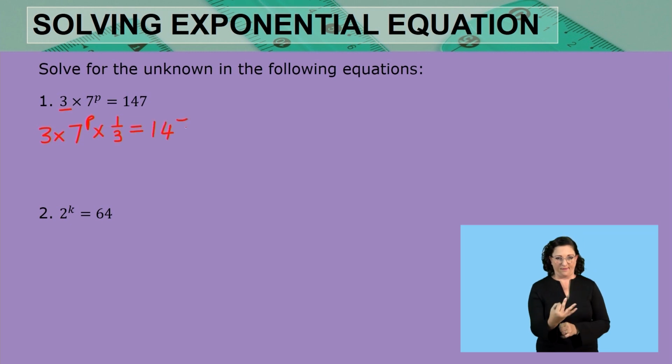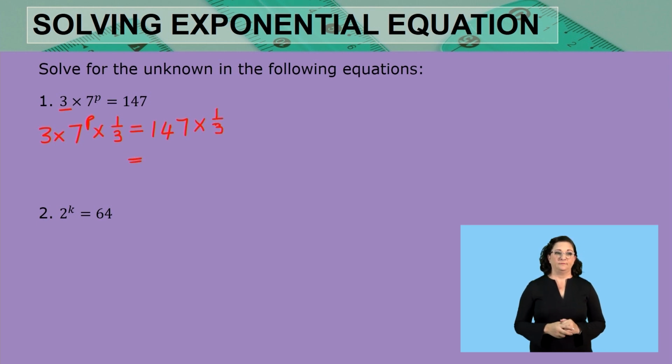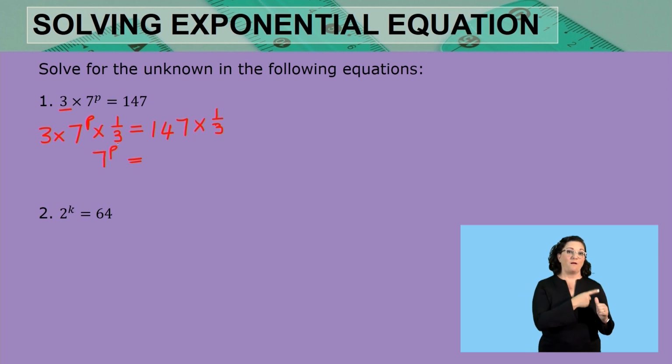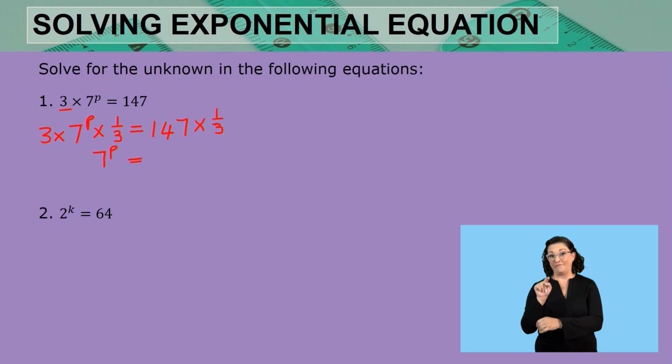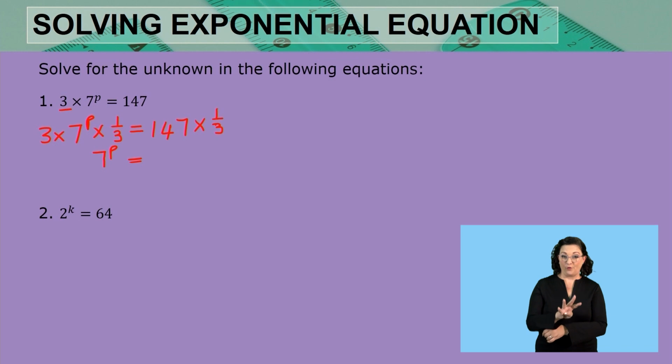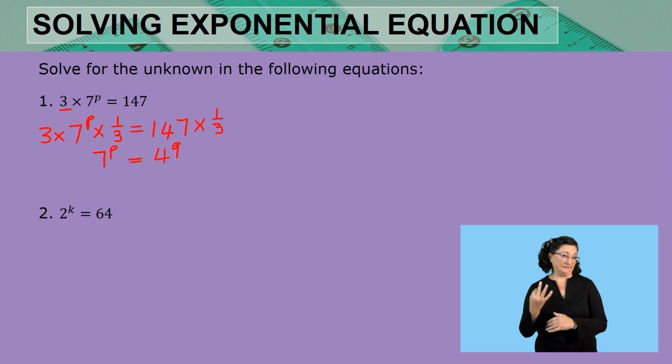And what I do on one side of the equation, I need to do on the other side of the equation as well. So 3 multiplied by 1/3 we know is 1, so that just leaves us with 7 exponent p. And 147 multiplied by 1/3, which is the same as dividing by 3, is going to give us 49.